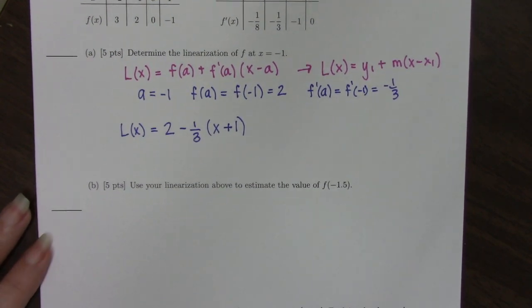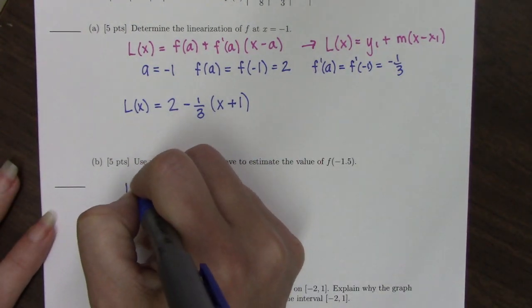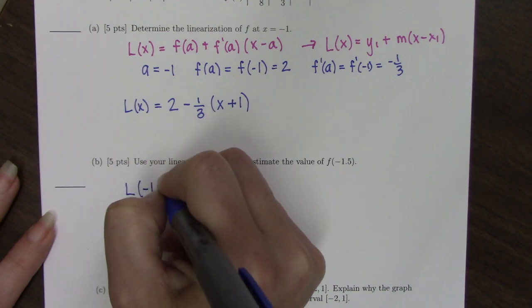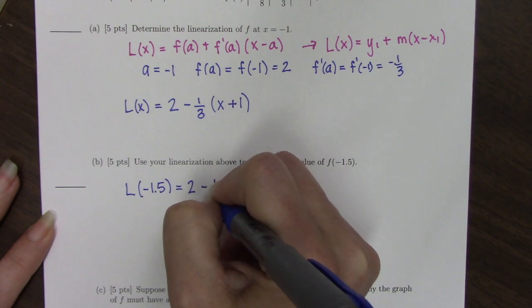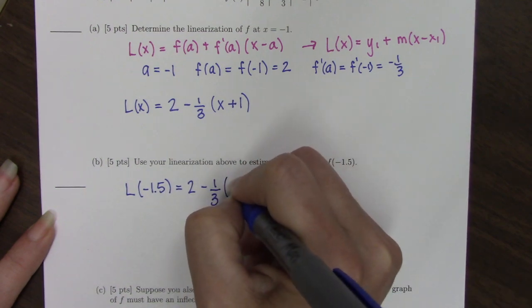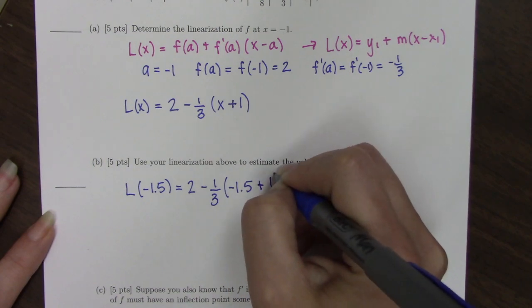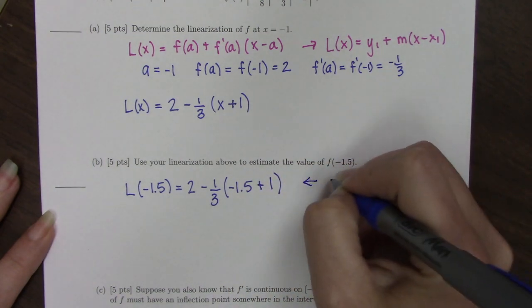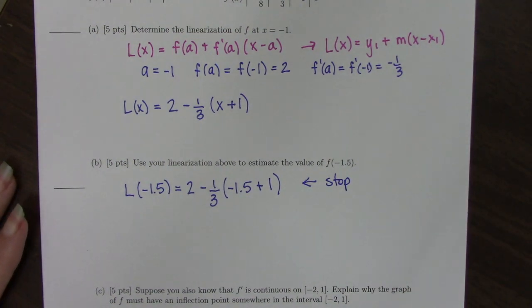Part B says, well, now use your linearization to estimate the value of f of -1.5. So that simply means plugging -1.5 into our line. So 2 minus 1/3 times -1.5 plus 1. And you can stop right here. You don't have to take this any further. We just need you to know that plugging it into the line is how we estimate that value.